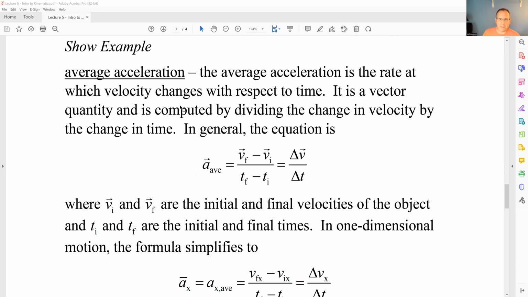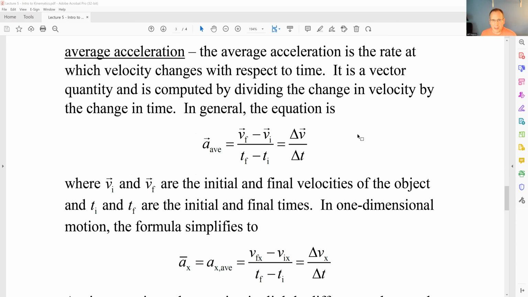Average acceleration. The average acceleration is the rate at which velocity changes with respect to time. So remember how average velocity was the rate that the position changed with respect to time? Well, now this is like one step up. Average acceleration is the rate at which velocity changes with respect to time. Again, it's a vector quantity, and it's computed by dividing the change in velocity by the change in time.